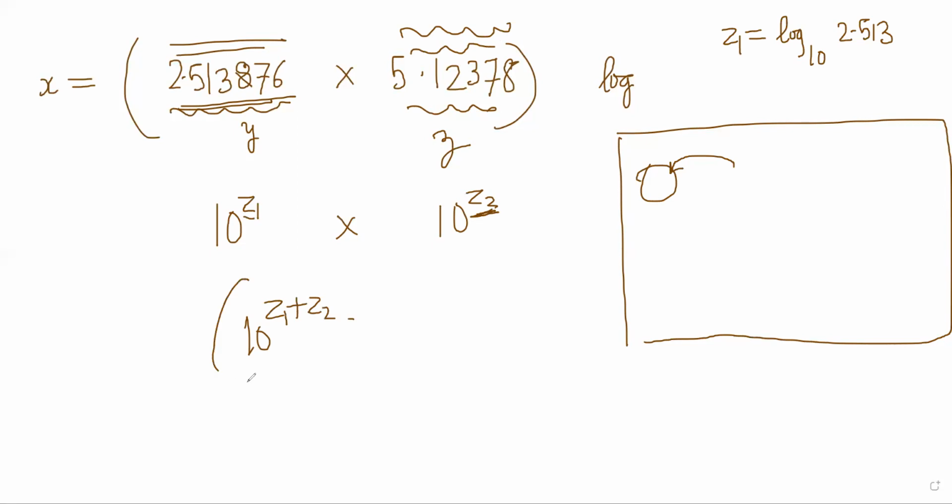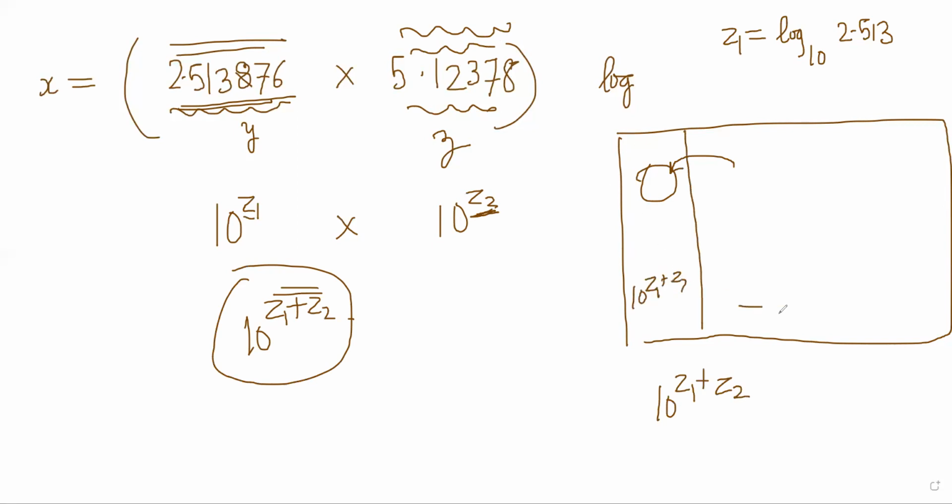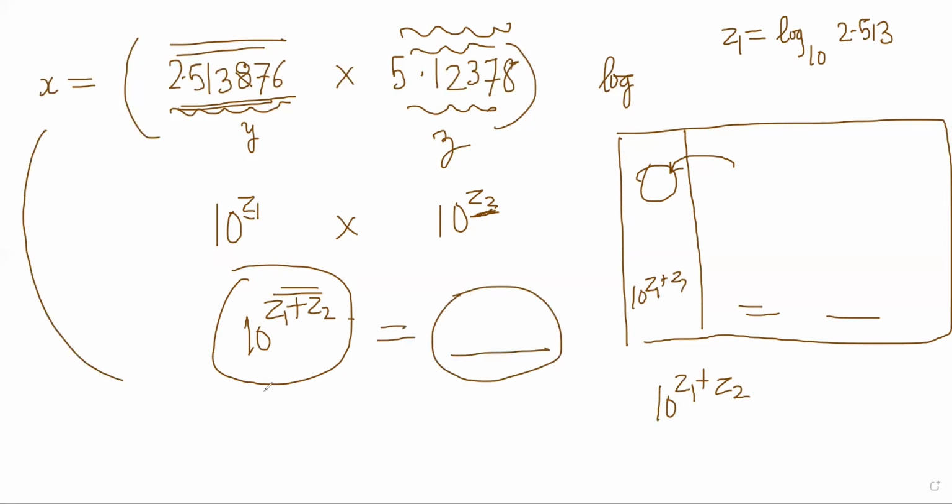Now they look up the anti-log table, which tells you what 10 power Z1 plus Z2 is. Since you now have the Z1 plus Z2 value, you just search for this entry. Where is 10 power Z1 plus Z2? What is the answer? So the answer X will be obtained by just two lookups.